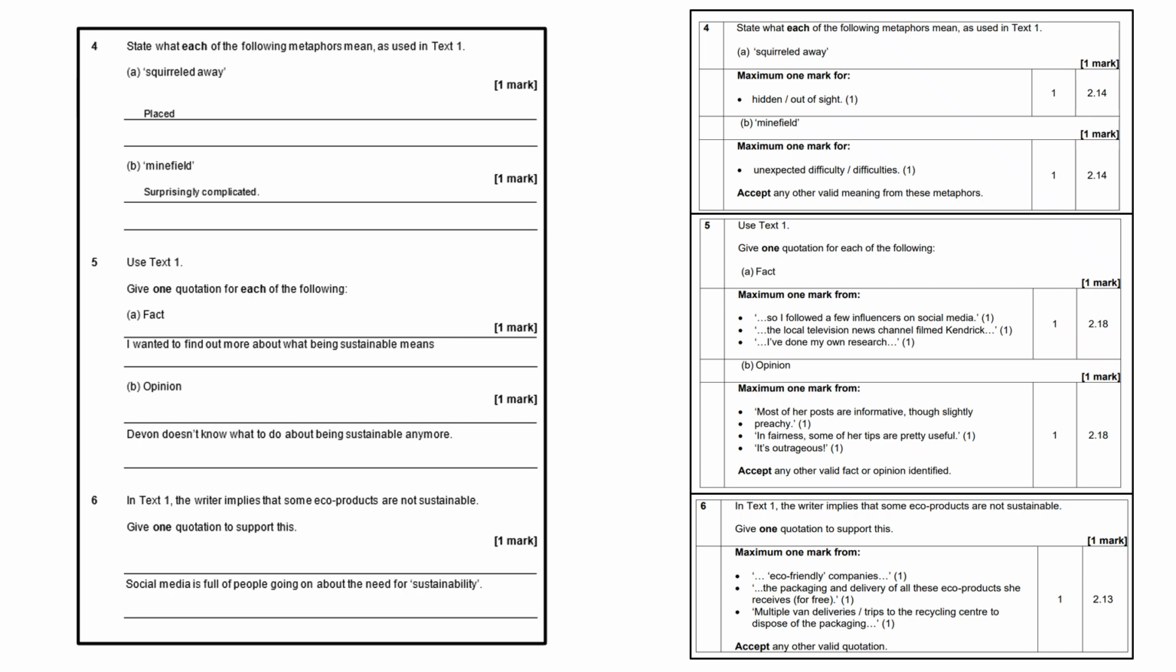As with question 3, the learner is required to interpret inference for question 6, and this question asks the learner to find one quotation in the text that implies that some of the eco products are not sustainable. This would get 0 marks as the quotation is not about the products, nor does it answer the question.